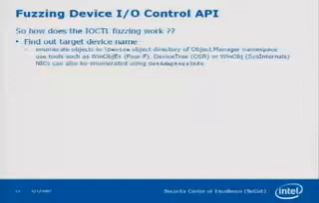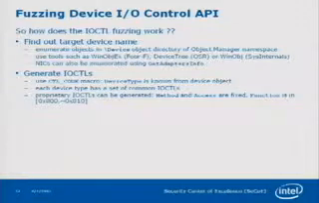So how do we fuzz the device IO control API? First of all, we need to find a target device name. For example, enumerate objects in the device object directory of the Object Manager Executive namespace. Use tools such as WinObjEx by 4D, DeviceTree, or WinObj. Network cards can also be enumerated using the GetAdaptersInfo WinAPI. Then the attacker, the fuzzer, needs to generate IO control codes.